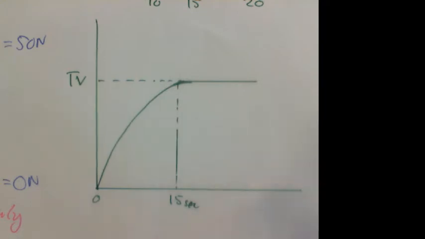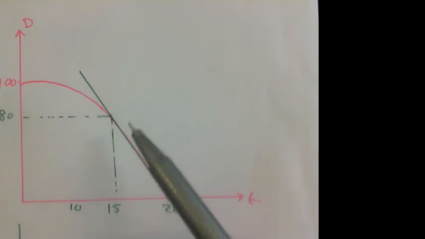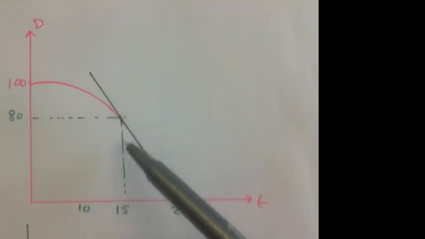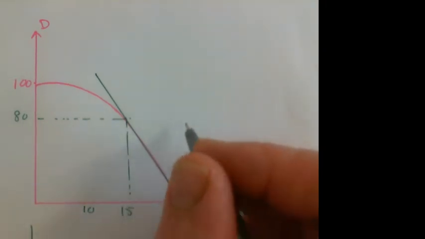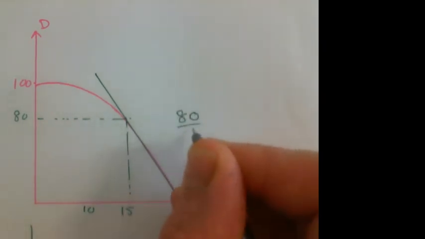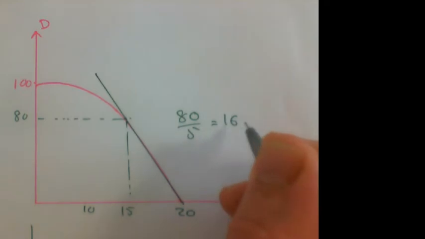And if you wanted to work out what the terminal velocity was from this one, all you'd have to do is do the gradient. So you'd just do 80 divided by 5. So the terminal velocity for this one would be 80 divided by 5, which is 16.